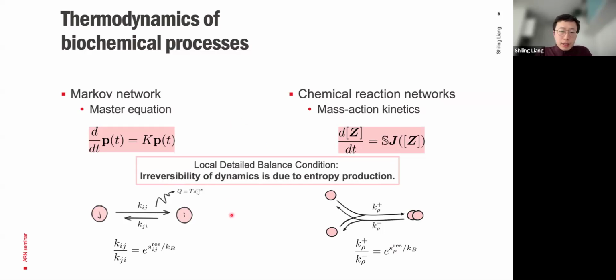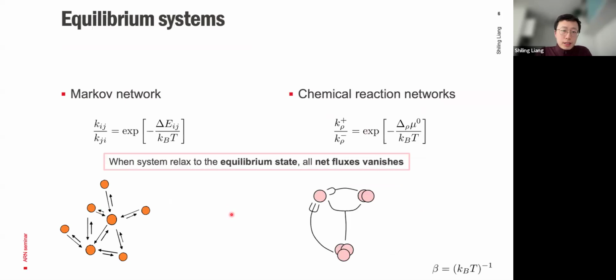When the system is at thermodynamic equilibrium, when there is no driving force, the system is closed. It does not exchange energy with the environment, and it also does not exchange matter with the environment. Then the transition rate only depends on the energies of the initial and final states along the transition. So we have this kind of detailed balance condition, and for the chemical reaction system we have the same thing: the ratio of the rates is determined by the chemical potential difference of the substrate and the product.